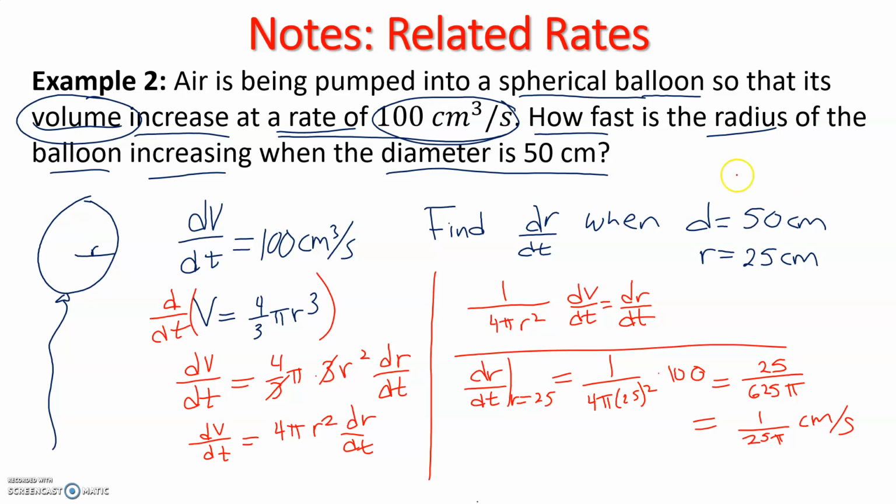So the question is, how fast is the radius of the balloon increasing when the diameter is 50 centimeters? The radius of the balloon is increasing at a rate of 1 over 25 pi centimeters per second when the diameter is 50 centimeters. And done.